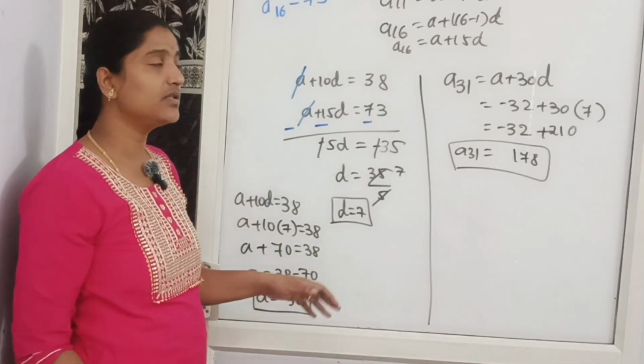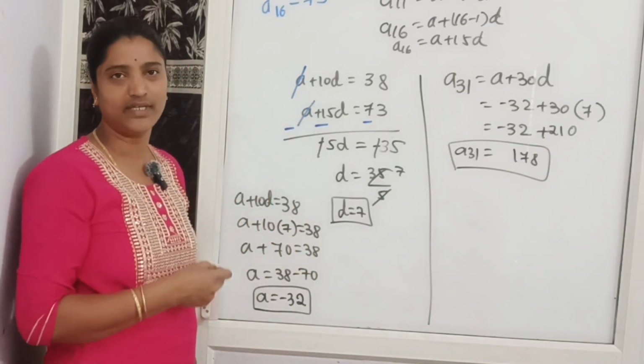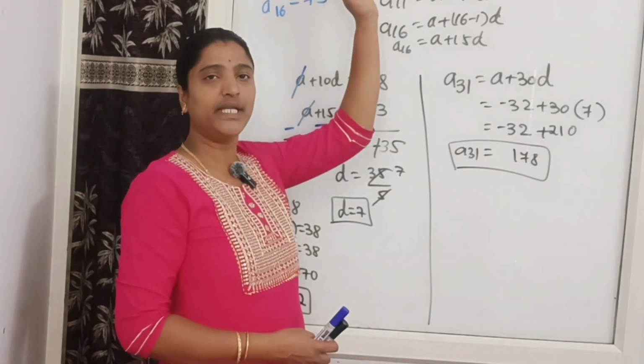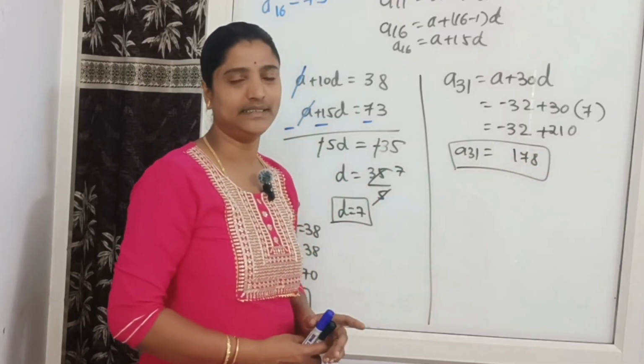Once you get the D value, you can apply it in either of these equations to calculate the A value. So once we have A and D, we write the formula for the term we need to find, substitute, and you will get the answer.